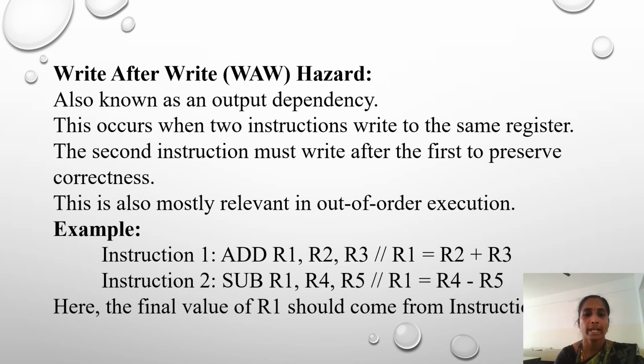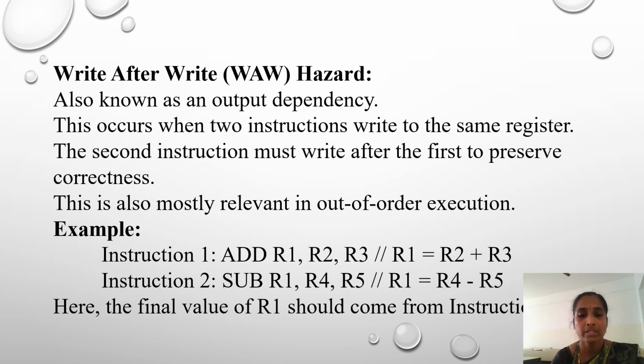The next one is the write after write hazard. This one is also known as output dependency. This occurs when two instructions write to the same register. The second instruction must wait right after the first to preserve correctness. This is mostly relevant to out of order execution.